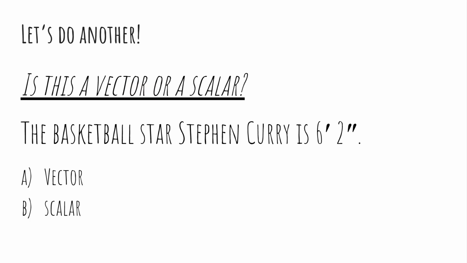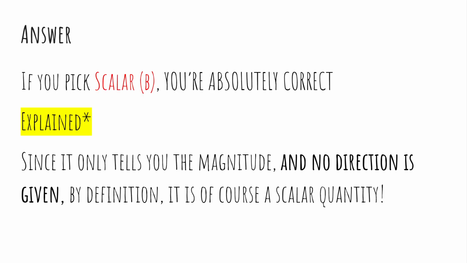Let's do this one. Is this a vector or a scalar? The basketball star Stephen Curry is 6'2". This should be scalar. It's very quick and simple. Since it tells you only the magnitude, how tall he is, and there's no direction, it didn't say, oh, he is 6'2" to the north. By definition, it is of course a scalar quantity.